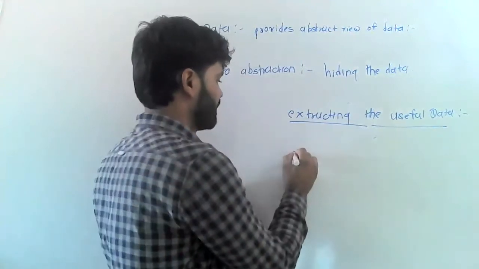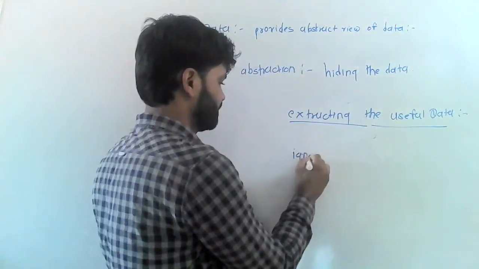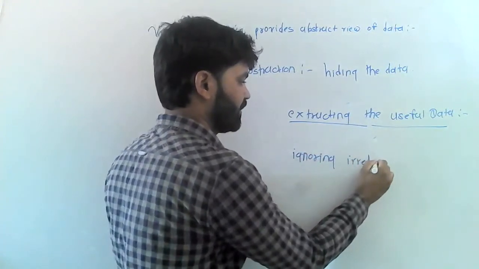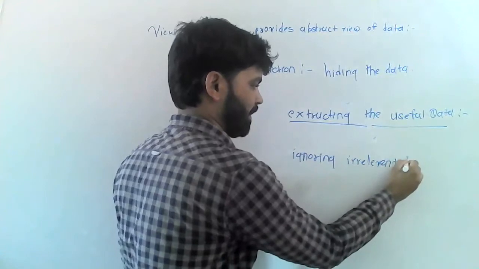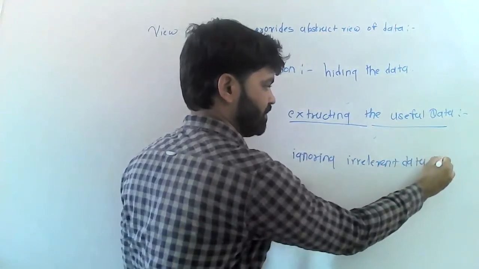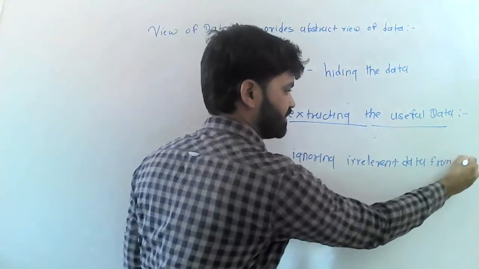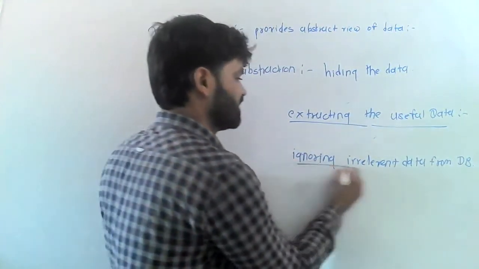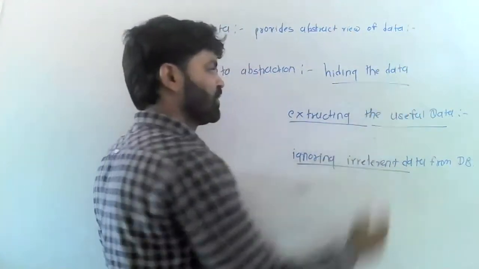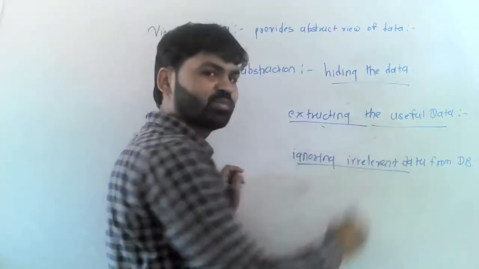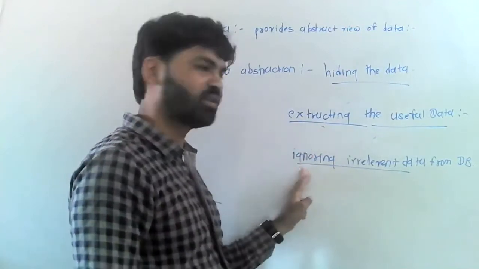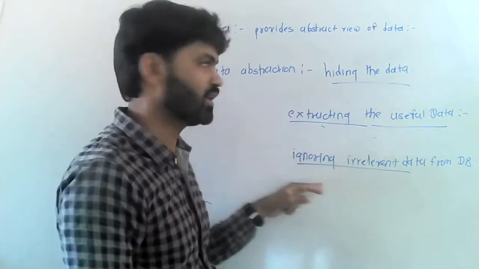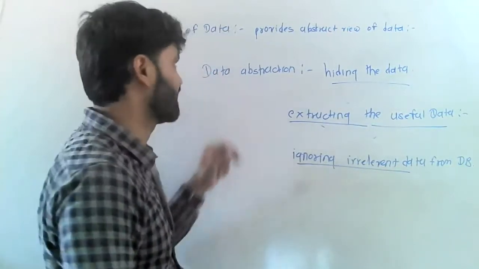It means ignoring irrelevant data from your database. This is nothing but data abstraction. Data abstraction means hiding the data, or extracting the useful data from your database, or ignoring the irrelevant data from your database.